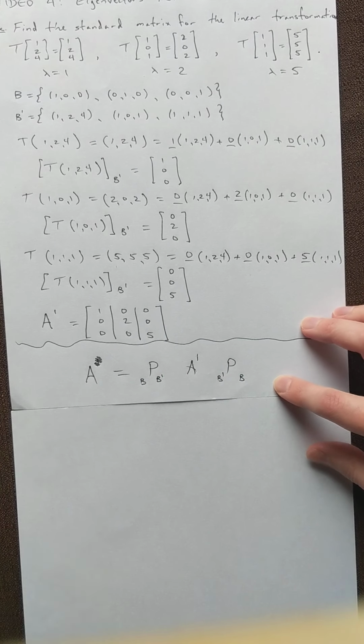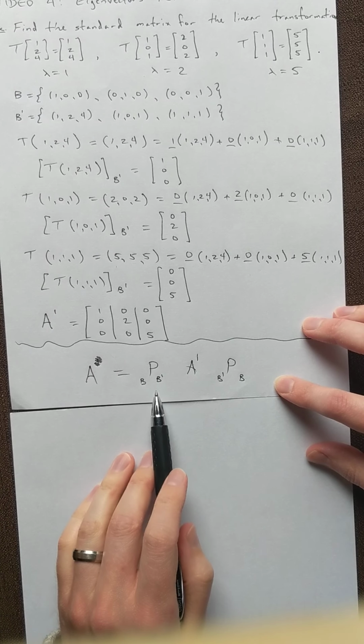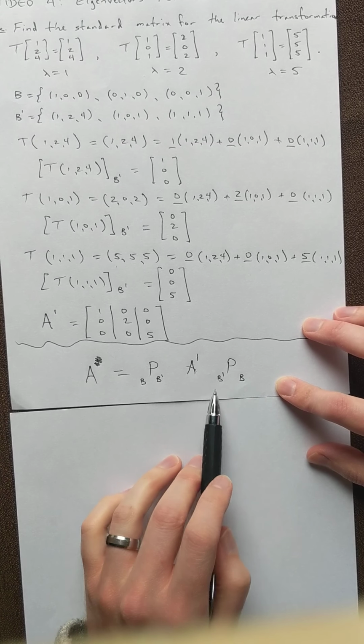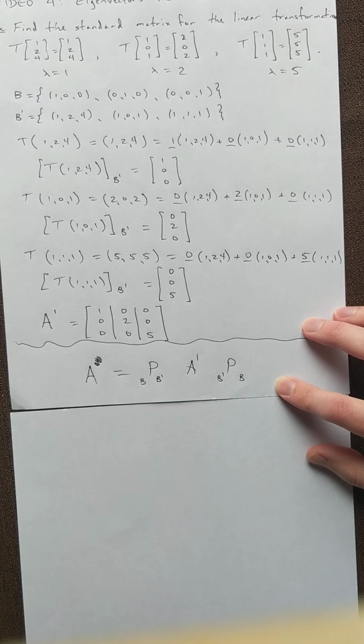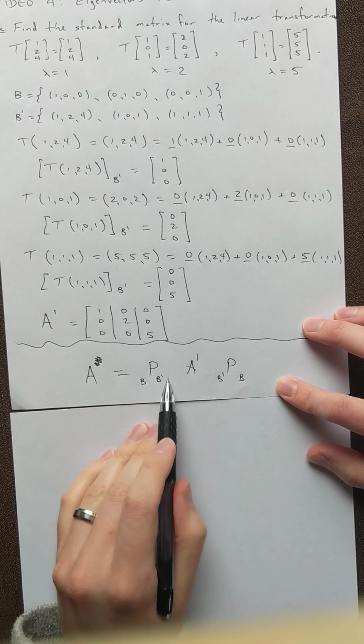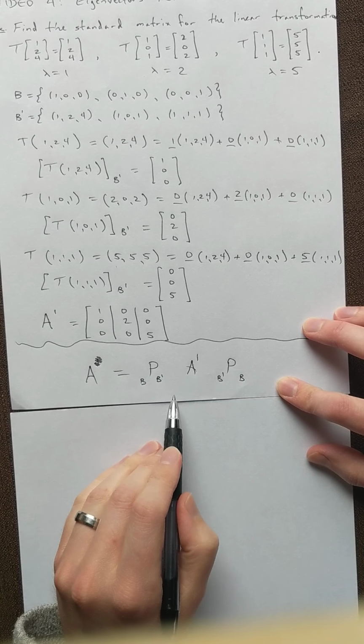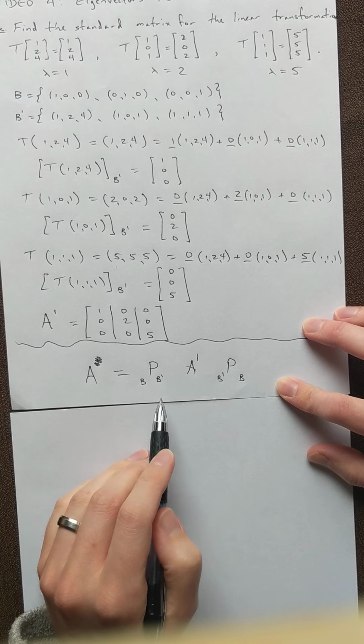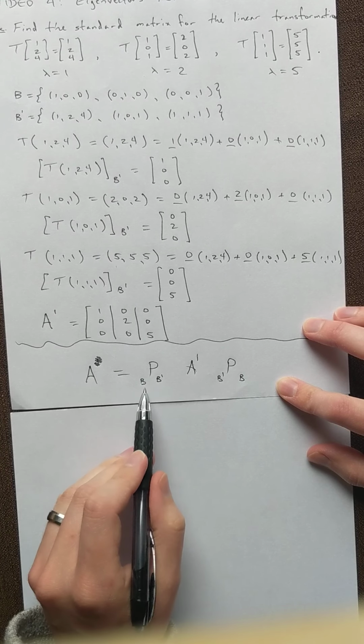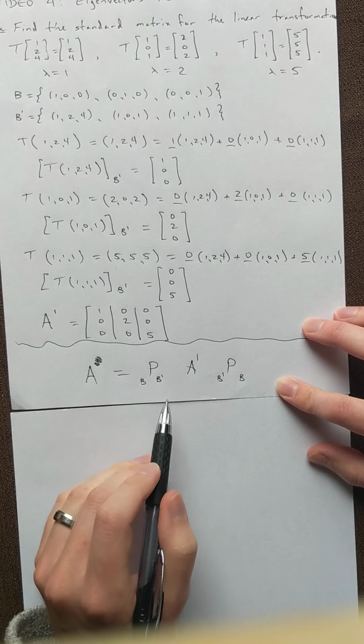So we're going to need to find the two transition matrices, P_{B→B'} or P_{B'→B}. Okay, so let's see. Let's just pick one of them. Our strategy for finding a transition matrix was to put the matrix for B and the matrix for B prime next to each other.